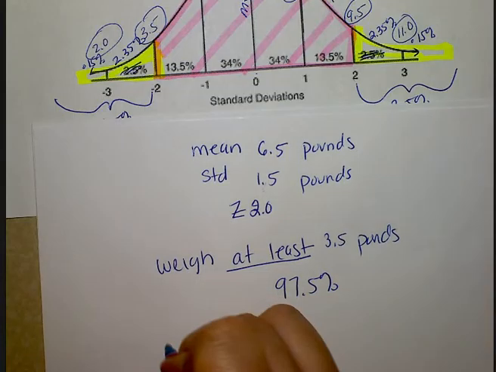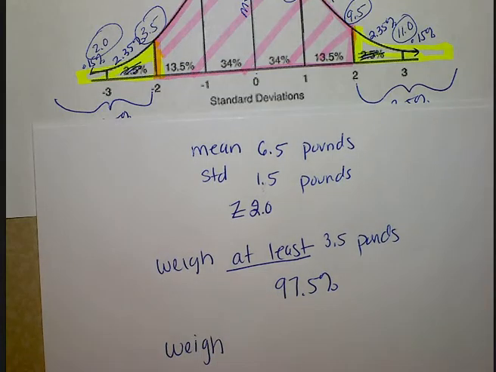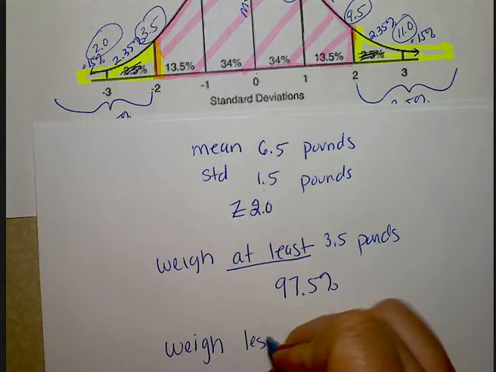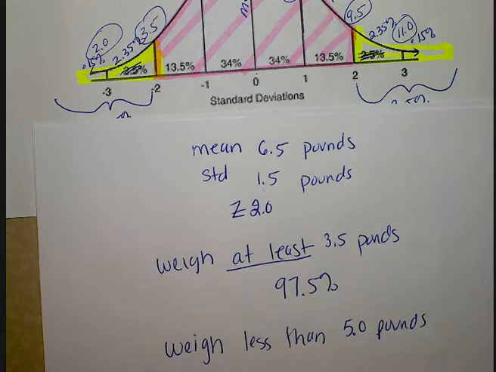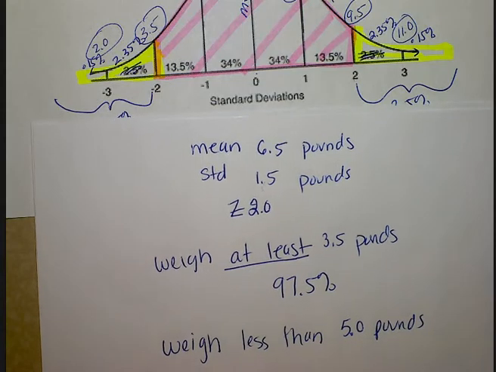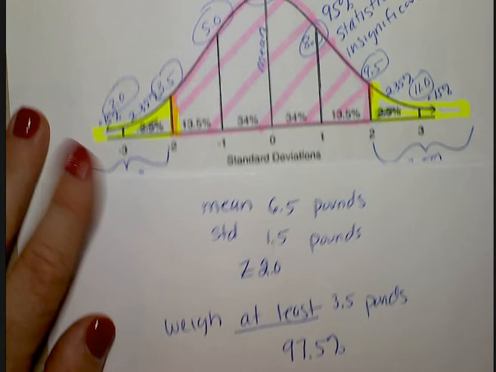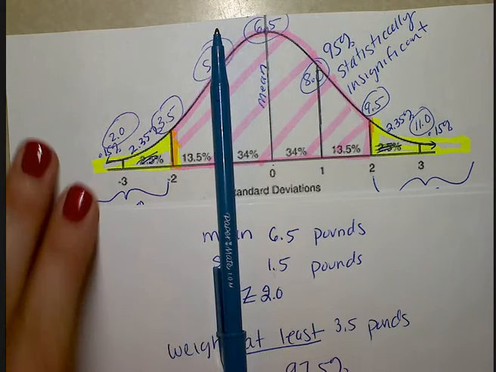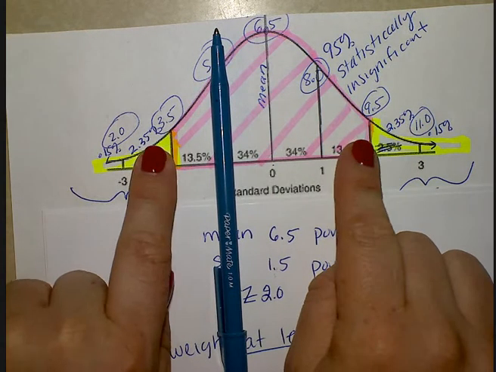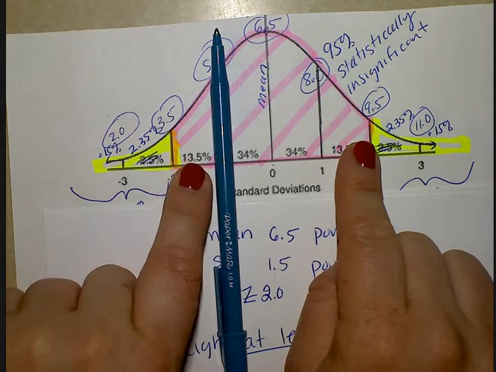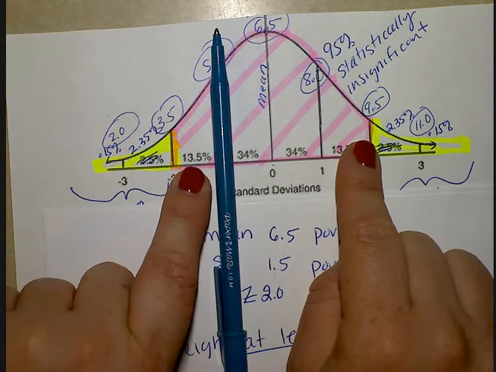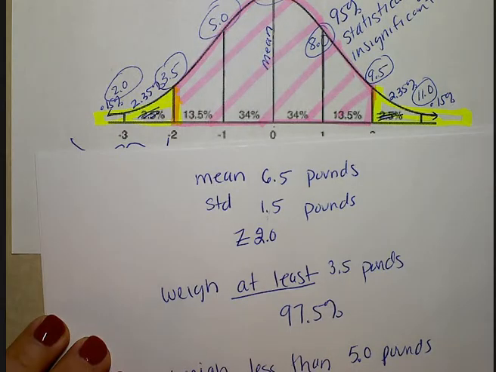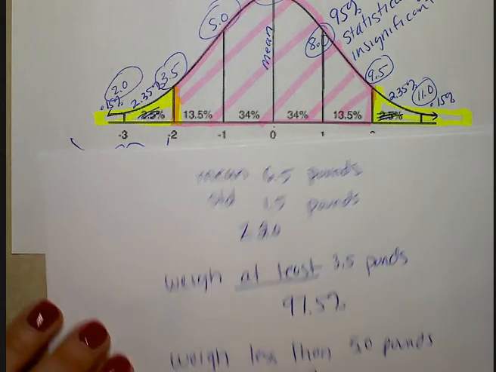Here's your next one. Writing this down, please. We are now gonna find the percentage of Asian newborn babies that weigh less than 5 pounds. Less than 5 pounds. Okay, so I'm gonna go up to the top here, I'm gonna find 5, and less than means I'm gonna go to the left. I know this is 2.5, and here I have 13.5. So either you can do it in your head or grab a calculator and add those together, please. 2.5 and 13.5 gives you what percentage? 16%.